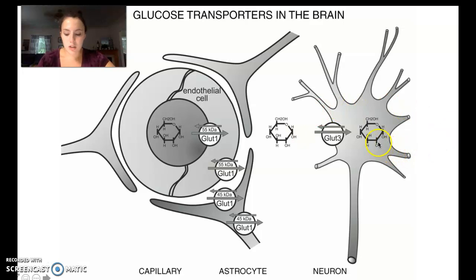Then once glucose enters the neuron, it's also going to be using hexokinase to catalyze the phosphorylation of glucose to glucose 6-phosphate.